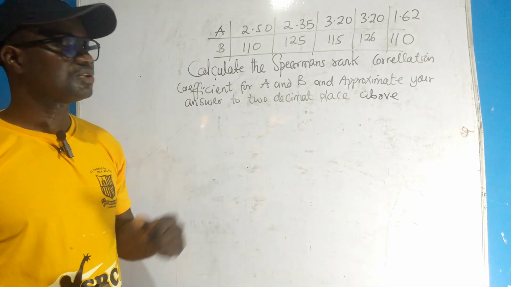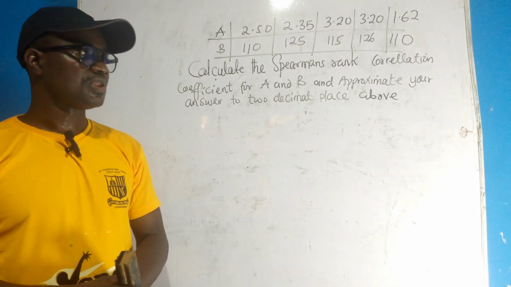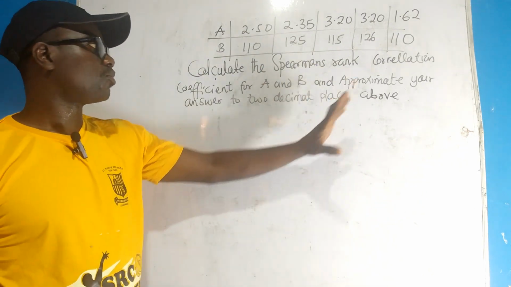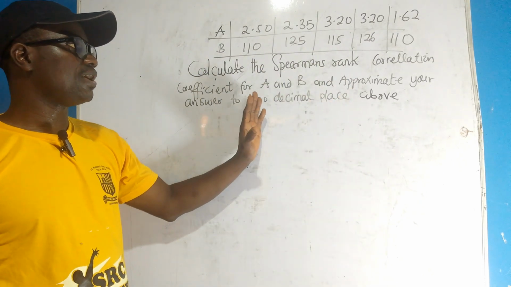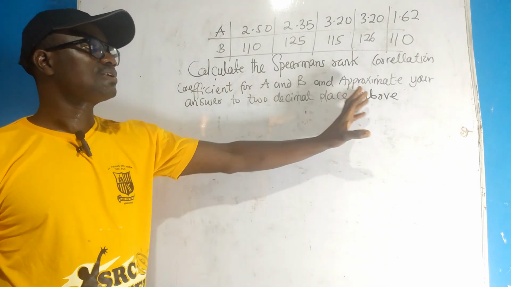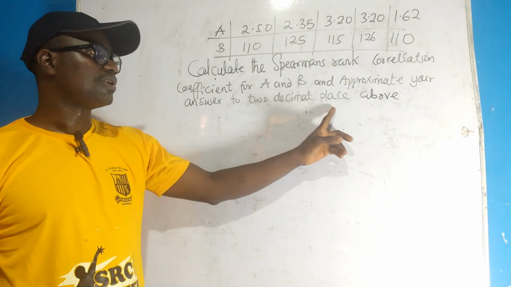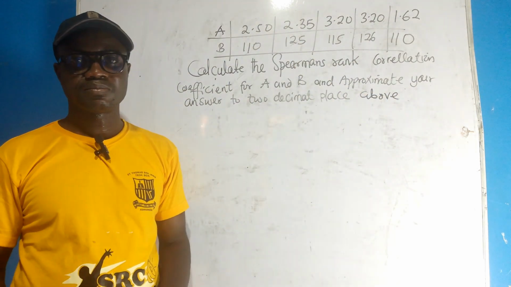Now this is a question that we need to solve, and the question is: calculate the Spearman's rank correlation coefficient for A and B and approximate your answer to 2 decimal places.